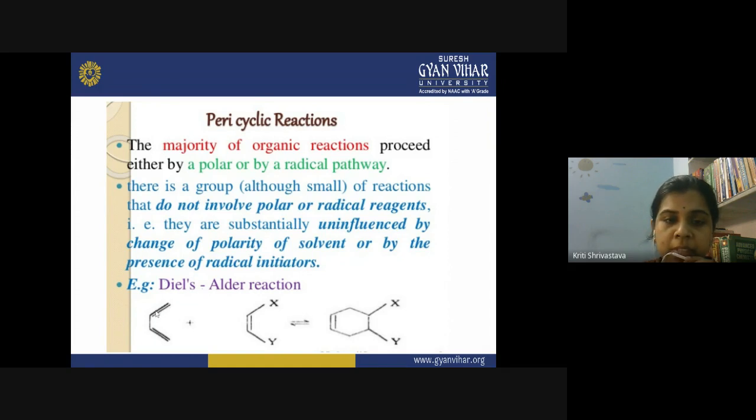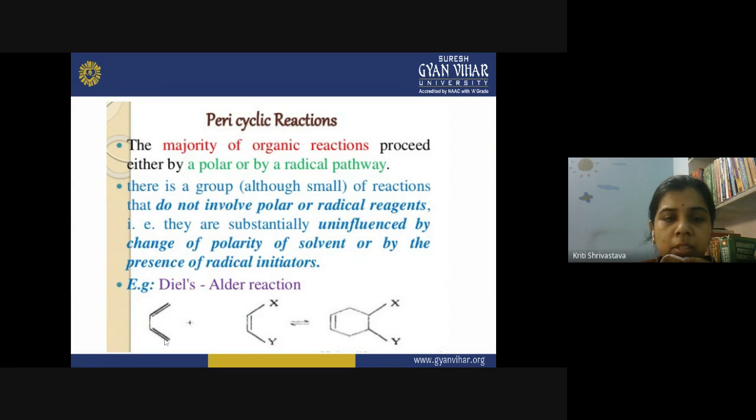You can see this is butadiene. This is my butadiene molecule, and this is a substituted diene. So on a diene, there is addition of a dienophile which has affinity for some diene. So what is my dienophile? It is some substituted ethylene having substituents X and Y. It gets added over the diene. So what happens here?